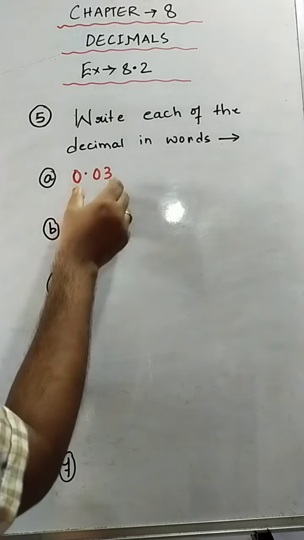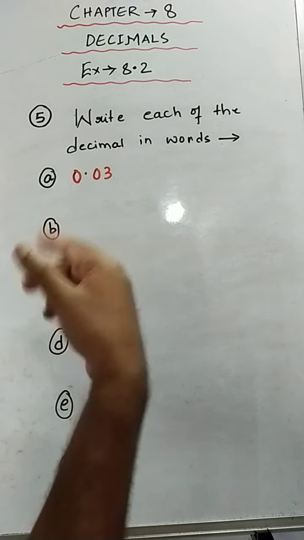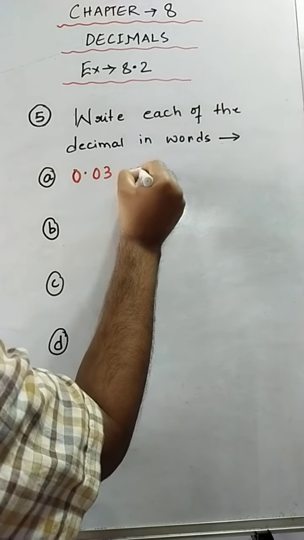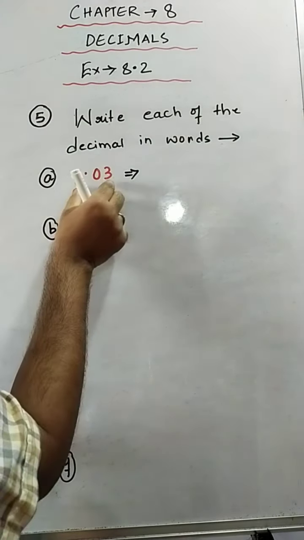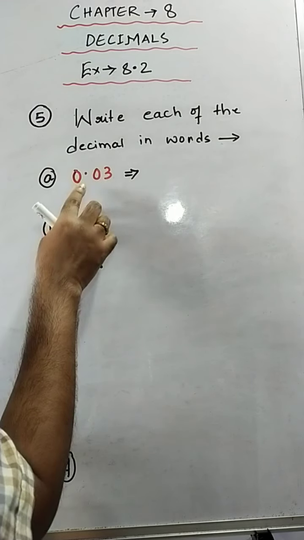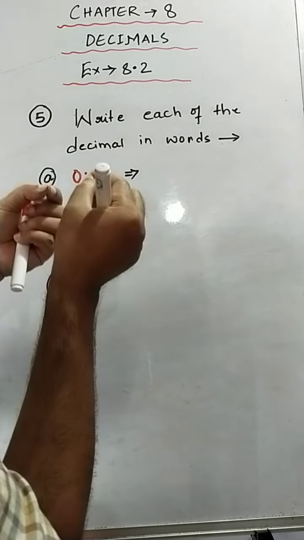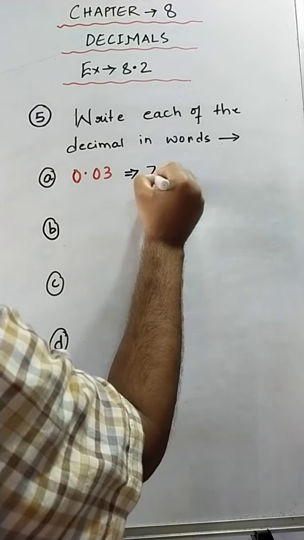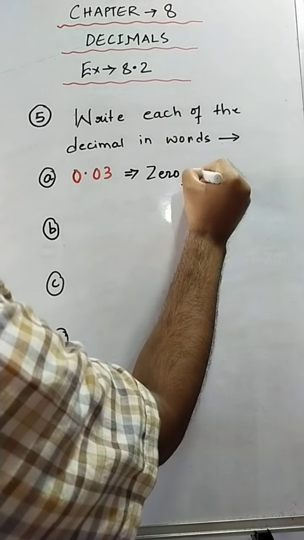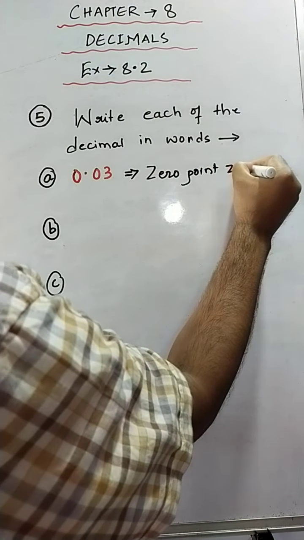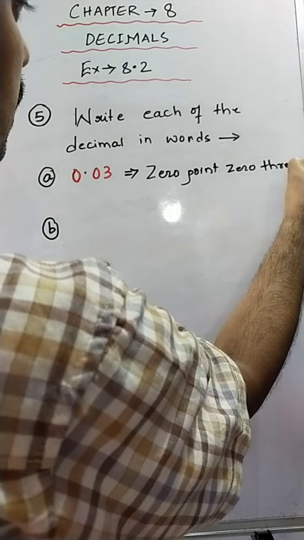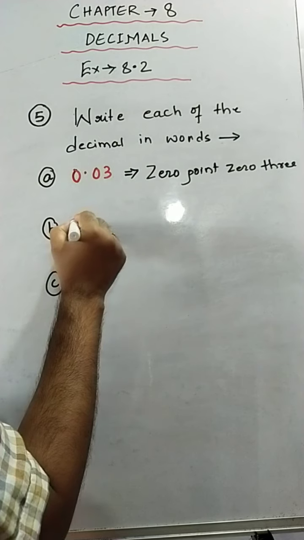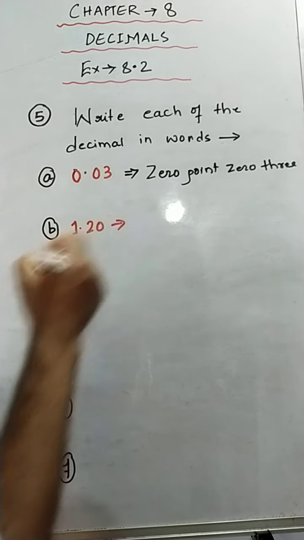Now you have to write this decimal form in words. How to write? How are you reading this decimal form? That is 0.03. Exactly the way you are saying it, exactly the same way you have to write it. Okay, very easy students. Now the second number is given, 1.20.